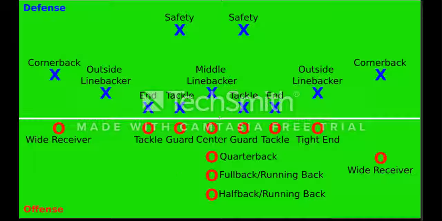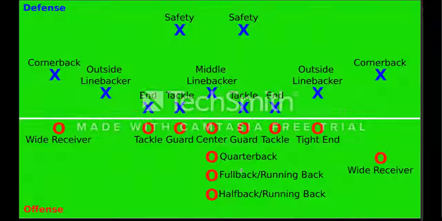Now, in front of the center, we will have the middle linebacker. Next to him, we have the defensive tackle. Next to the defensive tackle, we have ends. Behind that, a little away, we'll have the outside linebacker. Next to them, we'll have the cornerback. And right at the back of this line, we will have the safety. Two players as safety.